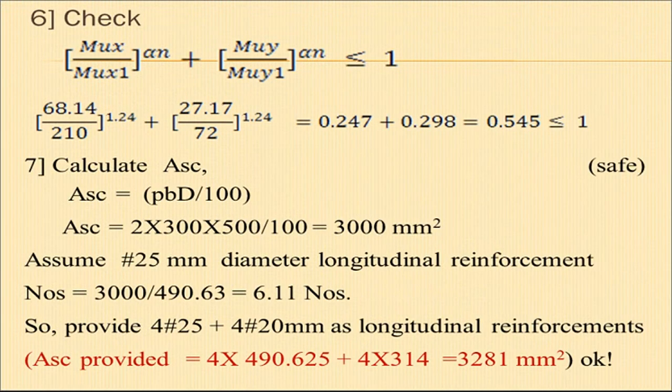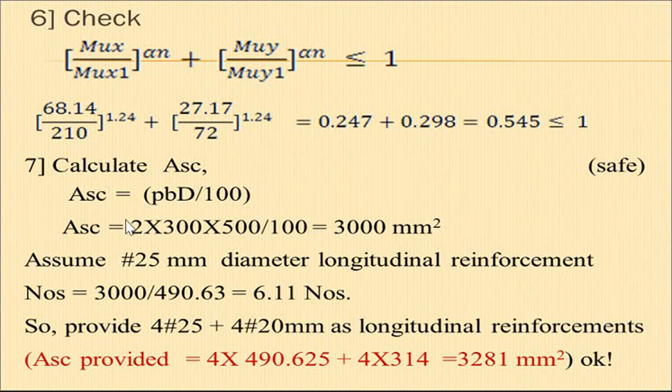So step number 6, check MUX, that is 68.14. This is the calculated bending moment, and this is the MUX1 from the charts, 210, and alpha n depending on the PU by PUZ. It is 1.24. Again MUY, that is 27.17 divided by MUY1 from the chart, 72, and power is 1.24. This value is 0.545, which is less than 1. That's what we say. Whatever we have assumed for the cross section and the steel, it is okay.